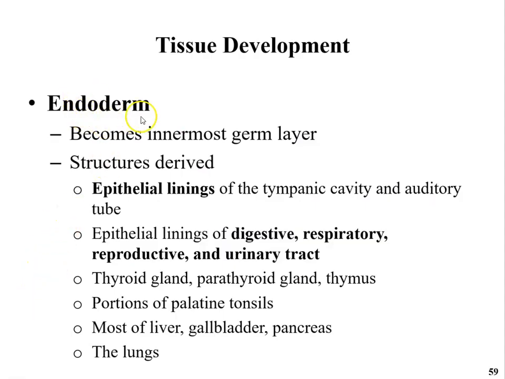And finally, you have the endoderm, and this is the innermost germ layer. And you're going to get the epithelial linings of most of your body. So the digestive tract, the respiratory tract, and the genitourinary tract. You're also going to have the thyroid gland, the parathyroid gland, and the thymus derived from the endoderm, as well as most of the liver, gallbladder, and pancreas. And the lungs also come from the endoderm.